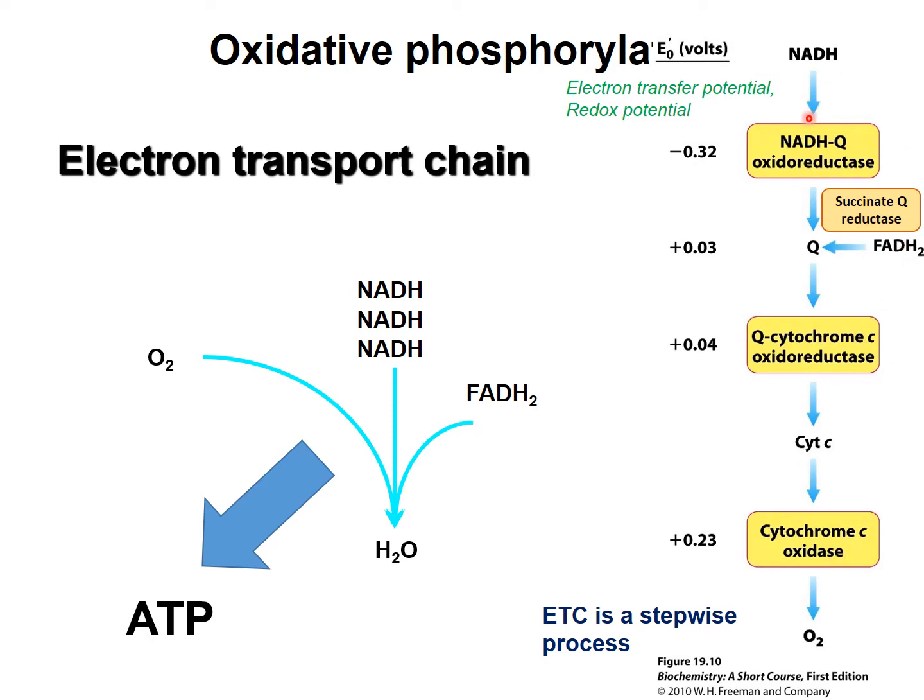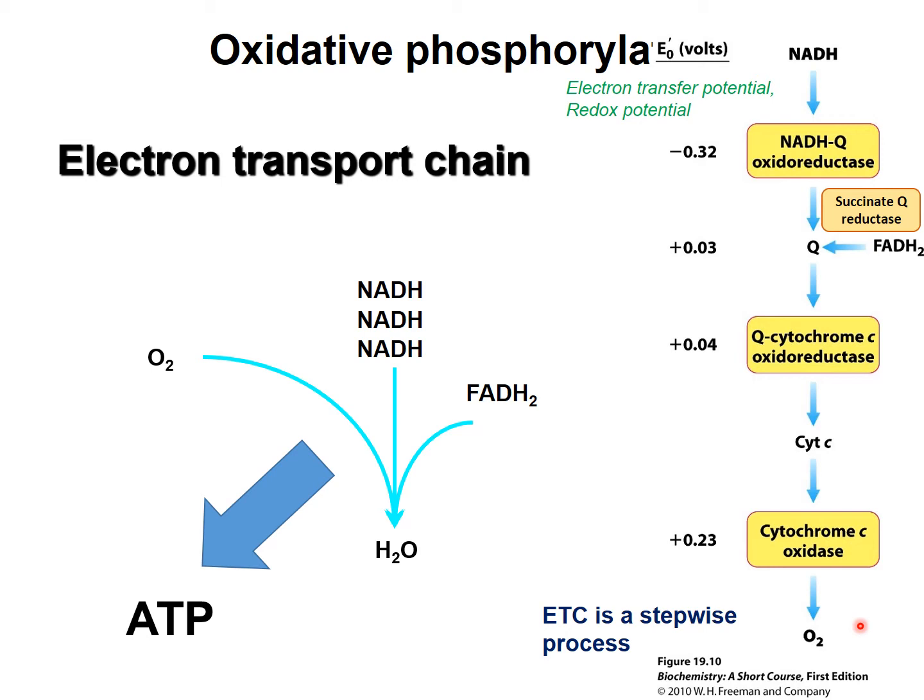So complex 1 is NADH-Q oxidoreductase, which is responsible to receive the electron from NADH, while complex 2 is succinate-Q reductase that will receive electron from FADH2. The role of complex 3, Q-cytochrome C oxidoreductase, is to shuttle the electron from coenzyme Q to cytochrome C, and the role of complex 4, cytochrome C oxidase, is to shuttle electrons from cytochrome C to the final electron carrier, which is the oxygen molecule.